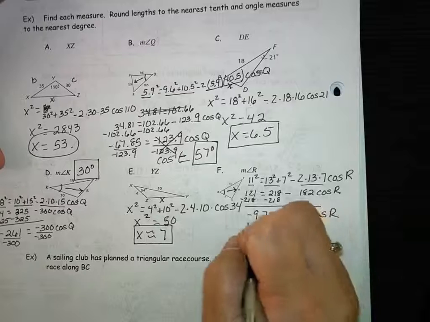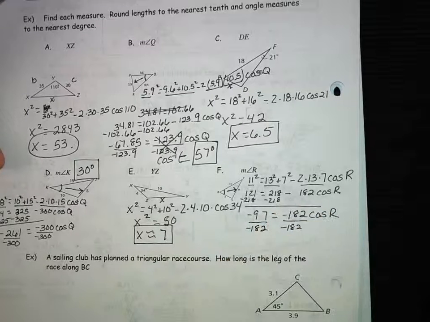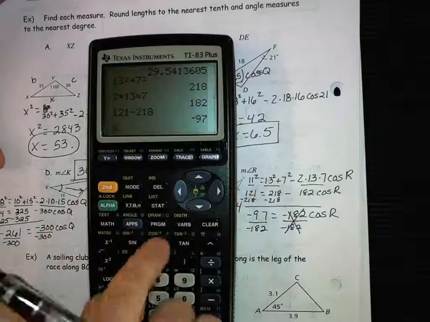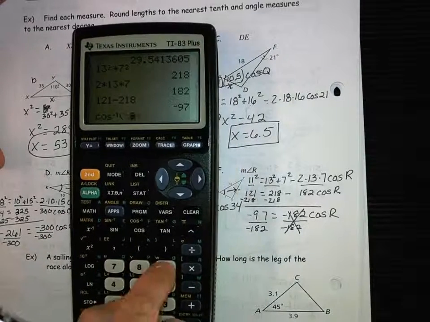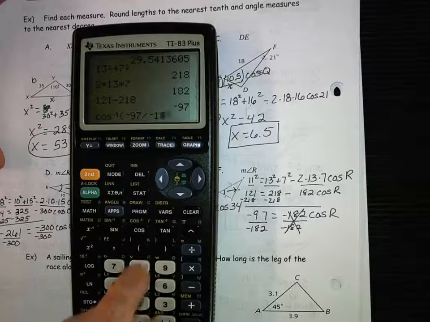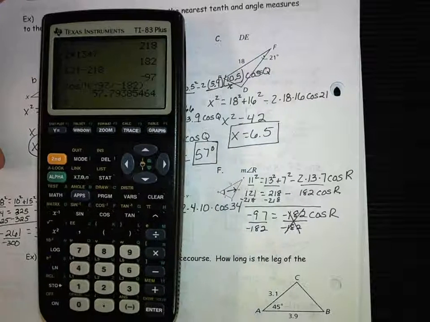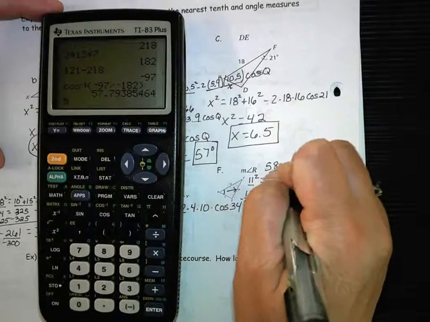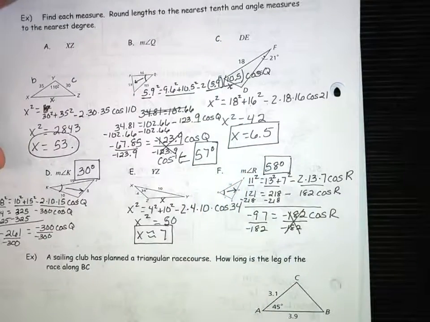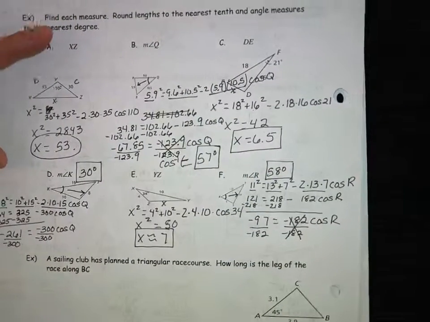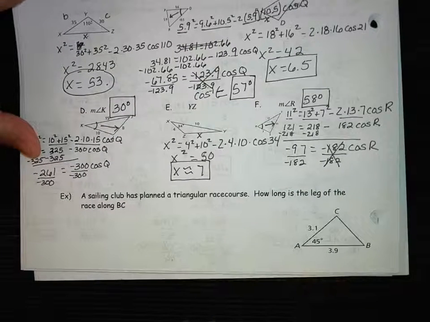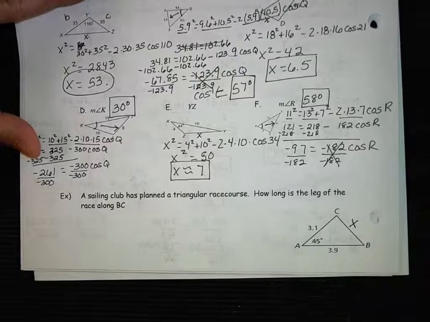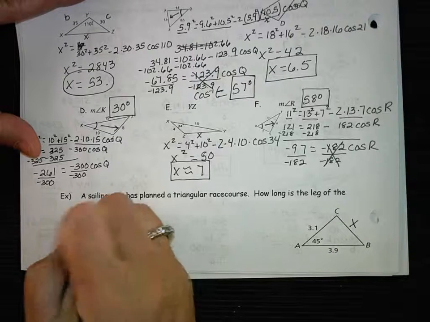Solving that, you divide both sides by negative 182, and then you do the inverse cosine. Inverse cosine, negative 97 divided by negative 182, 57.79. So that angle R, I'm going to round up to 58 degrees. And the last one is: Sailing Club has planned a triangular race course. We are asked to find this. This is the first type of question that we have.